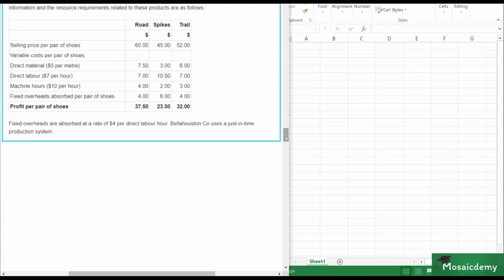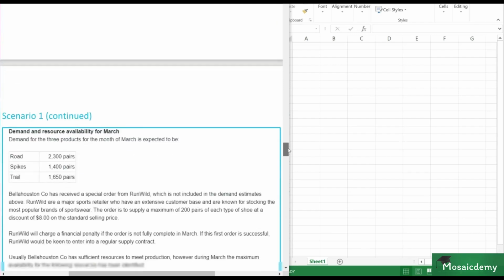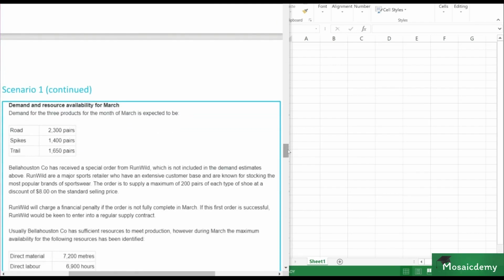After the table, it says fixed overheads are absorbed at a rate of $4 per direct labor hour, and Bella Houston uses a just-in-time production system. Demand and resource availability for March. Demand for the 3 products for the month of March is expected to be, they've given us the amounts in the table, and it says Bella Houston has received a special order from Run Wild, which is not included in the demand estimates, so it's separate.